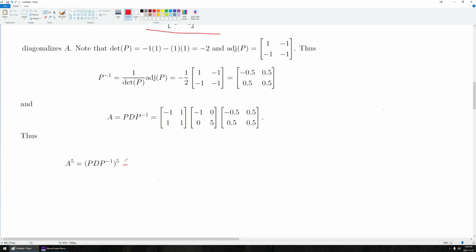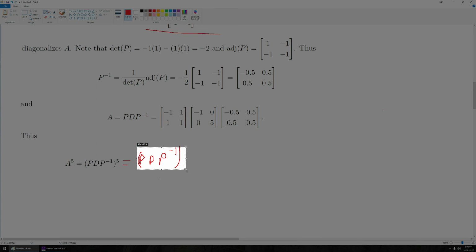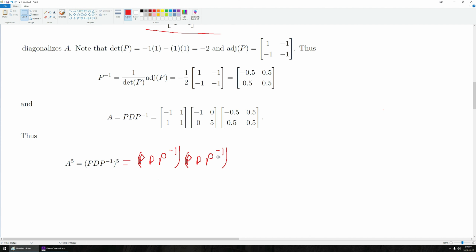So if I were to write this out, this is going to be P times D times P inverse multiplied by itself 5 times. So let's just write this out very quickly through the magic of copy paste. So 1, 2, 3, 4, 5. So this makes it really clear what the pattern is.